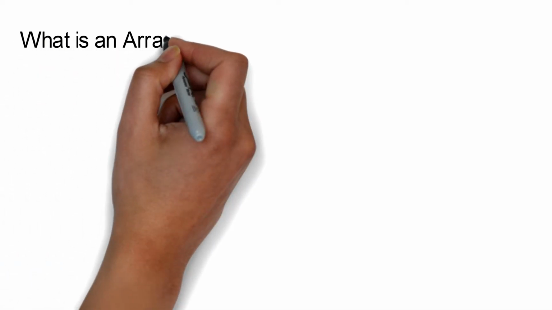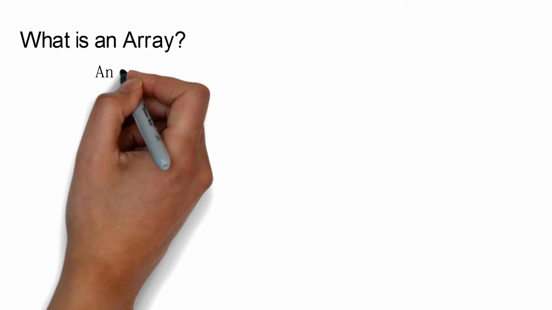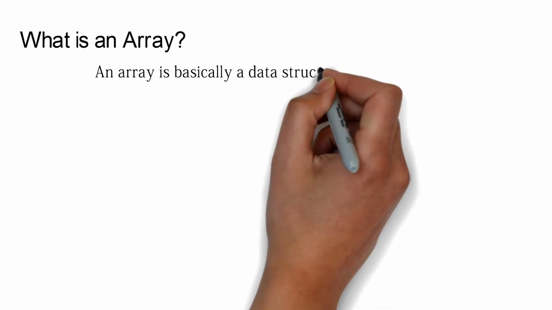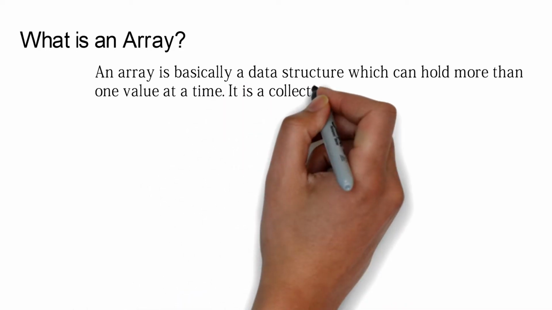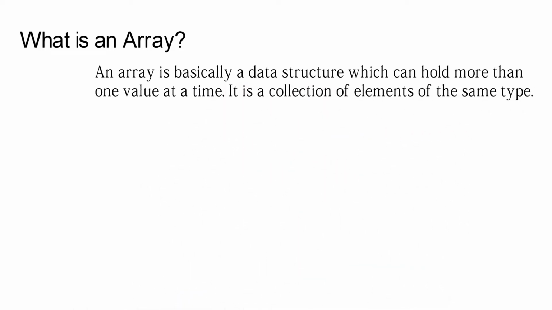Now, what is an array? An array is basically a data structure which can hold more than one value at a time. It is a collection of the elements of the same type. Each element is identified by an index number.